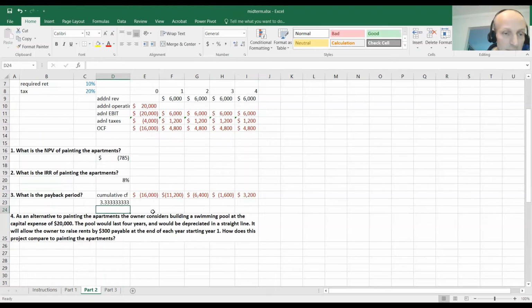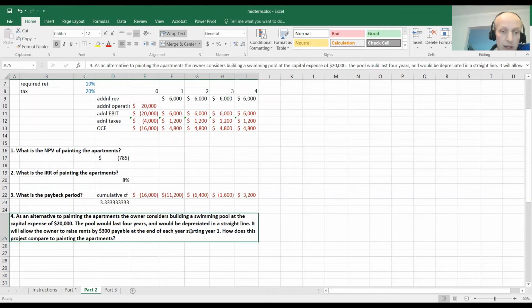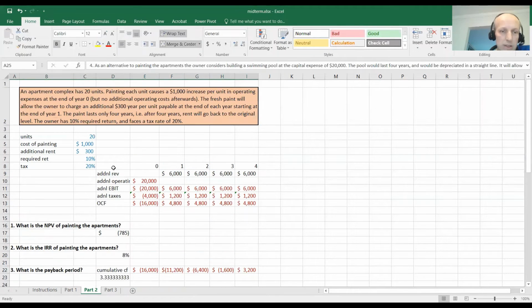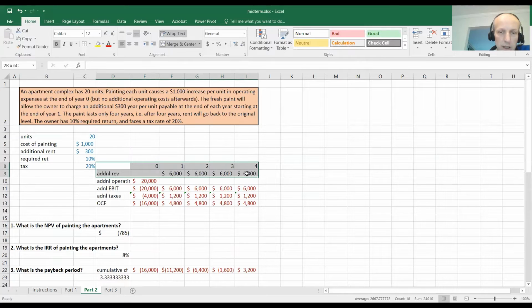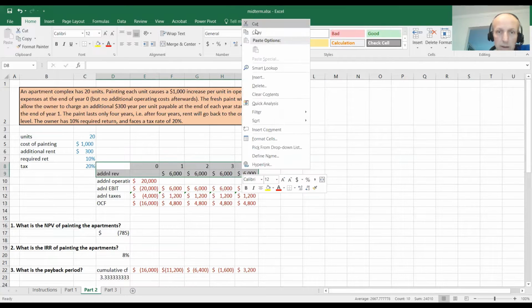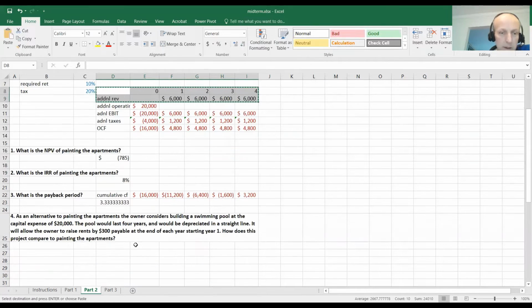Fantastic. Now, as an alternative to painting the apartments, we could build a swimming pool, but a swimming pool is a capital expense. It will still allow us to raise rent by $300. The pool lasts only 4 years, and is depreciated in a straight line. So this is going to be very similar. So let's actually copy the setup up here.